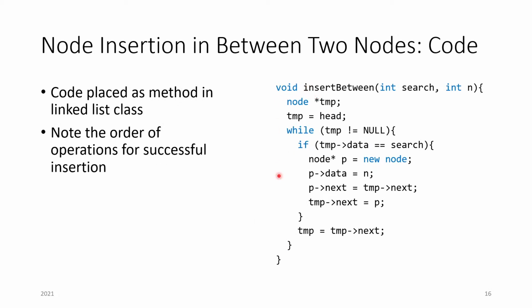Now the code for this is actually given here as well, and it's just basically knowing the sequence of steps to go preserving the order of the list by inserting a new node in between two existing nodes.